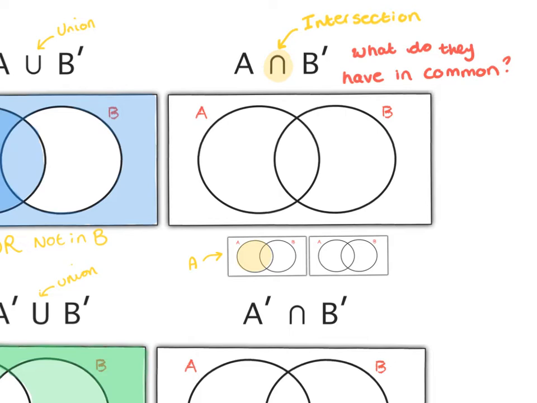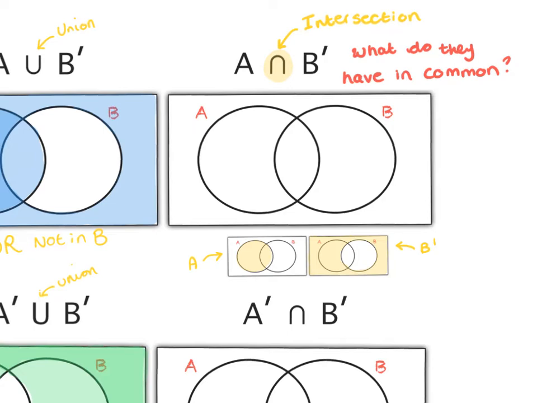So you can see I've just shaded the A circle because I just want everything that is in A. Next, I'm going to look at the second part, which is B complement, and I'm going to shade that in on this Venn diagram. So I'm going to shade everything that is not in B. Okay, so intersection means it's in A and in B. So we are looking for something that they have in common.